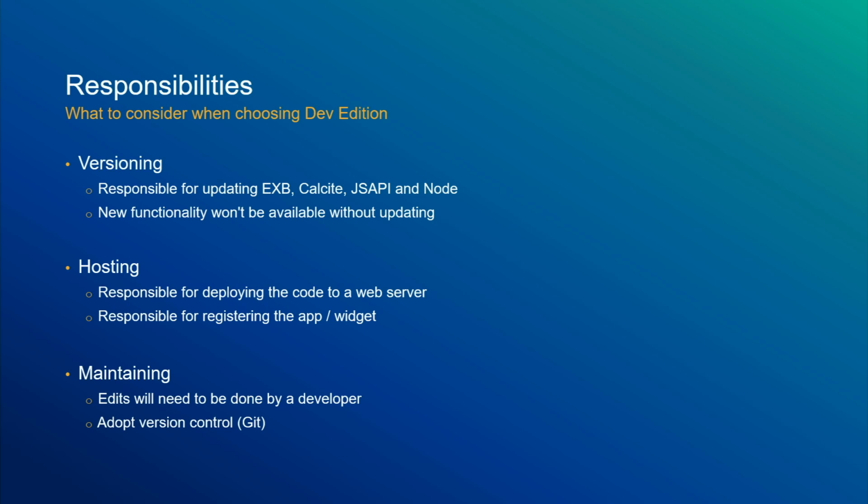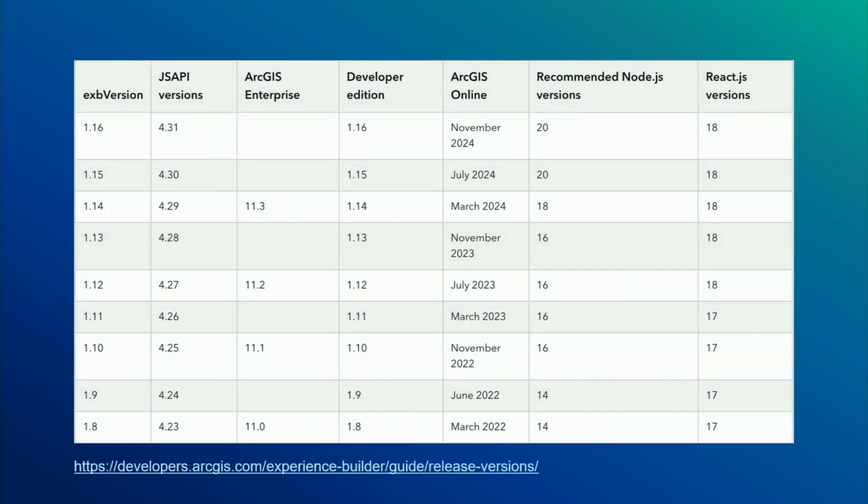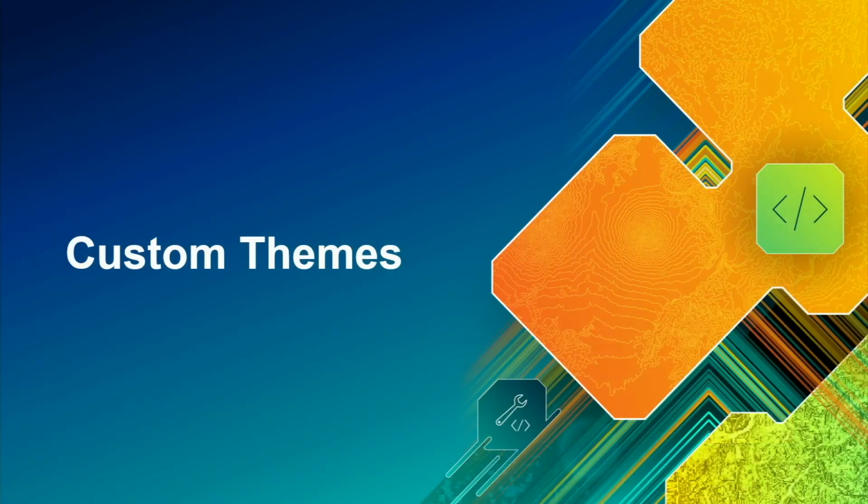We really highly recommend that you adopt a Git strategy, GitHub or GitLab, for version control, so that you have version control over your source code, and you adopt a developer mindset when maintaining these widgets. The Experience Builder documentation site has a really nice table outlining which versions of Experience Builder correlate to JS API versions, Developer Edition versions, even ArcGIS Online and Enterprise, as well as Node. So if you're ever confused about which versions of these softwares and libraries you should be concerned about, you can always refer to this table in the documentation.